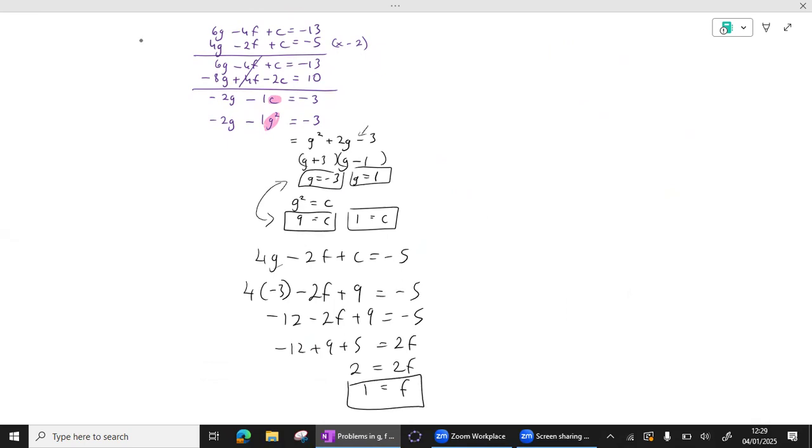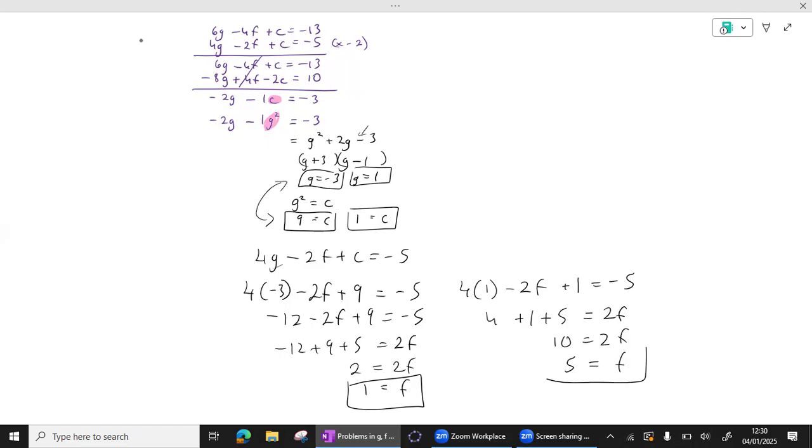And then if I do it again, but this time I fill in my 1 in the place of g, and in the place of c, I put 1. I end up getting 4 plus 1 plus 5 is equal to 2f, which is 10. So in this case, f is 5.